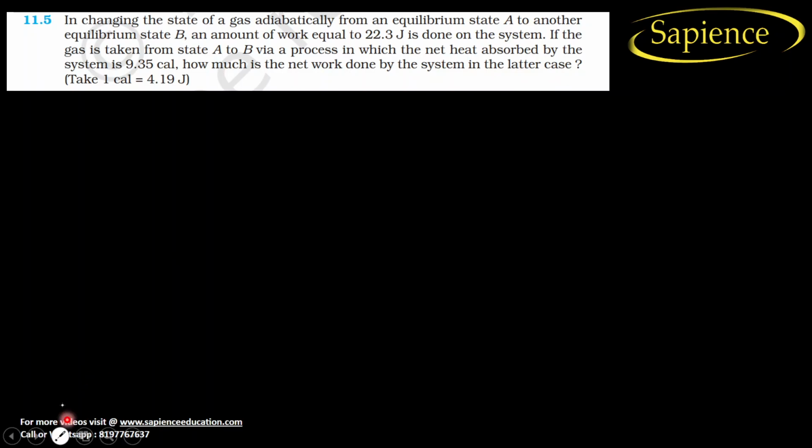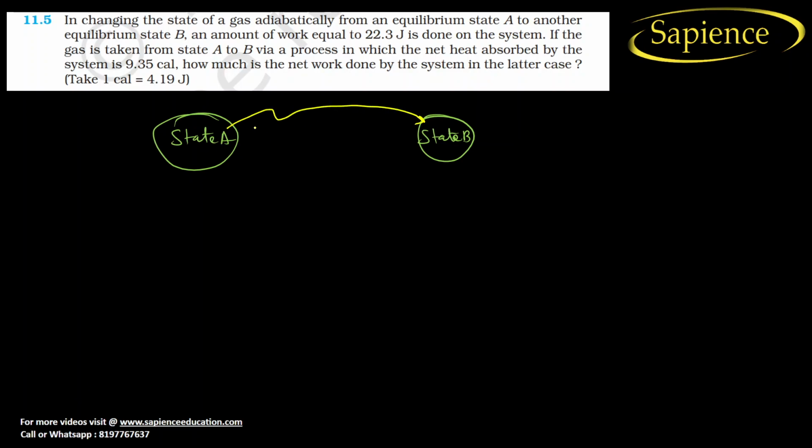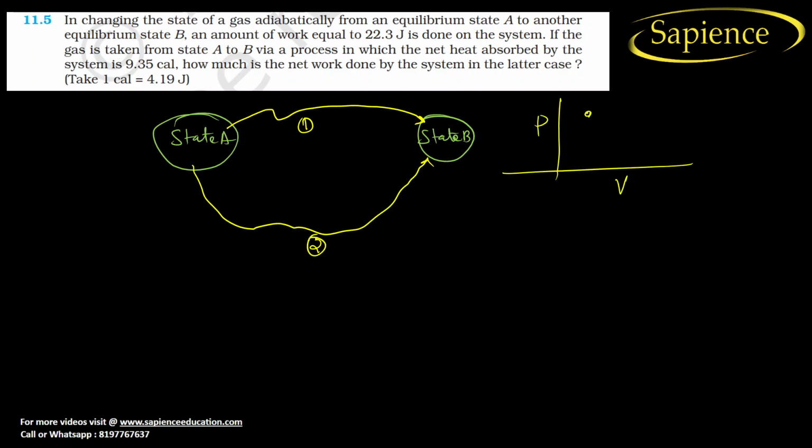So there are two cases. Let us assume that there is a state A and there is a state B. While going from state A to B, this is one of the processes. So this is process one. We can also go via this process, so this is process two. If we want to draw the PV diagram, let us consider this is A and this is B. While going from A to B, this may be the path, this may be the path.